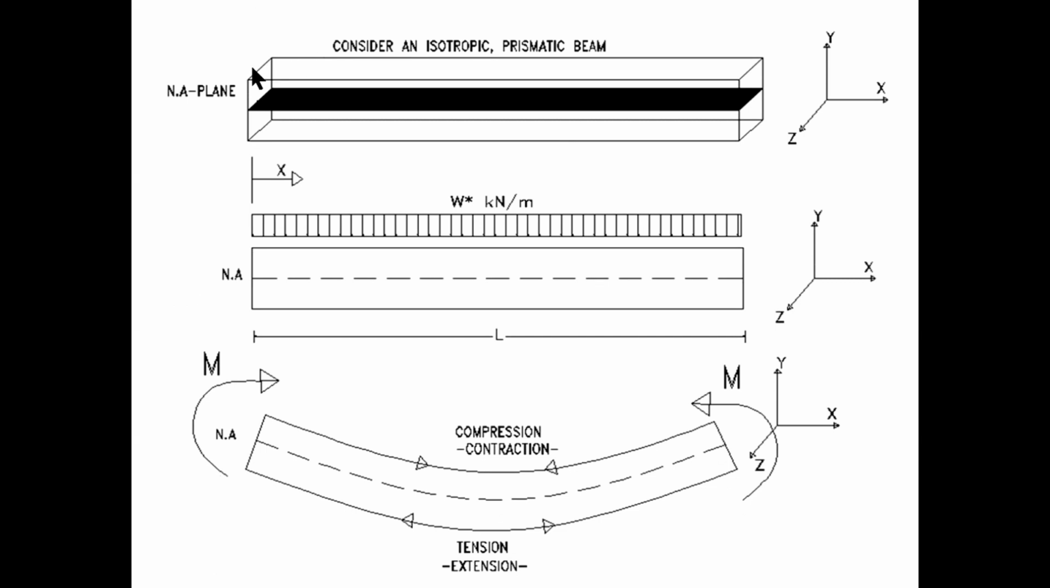Okay, to begin the derivation, let us consider an isotropic homogeneous prismatic beam with global axes X, Y, and Z, and it has a length L. The neutral axis passes through the geometrical centroid as shown here. When a load is applied onto the beam, it deforms the beam about the Z-axis. The shape of the bending usually follows the shape of an arc, as you can see here.